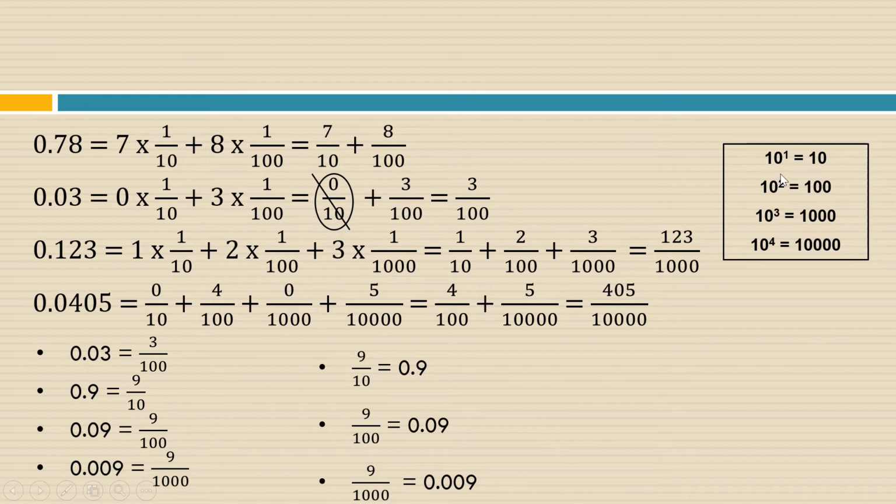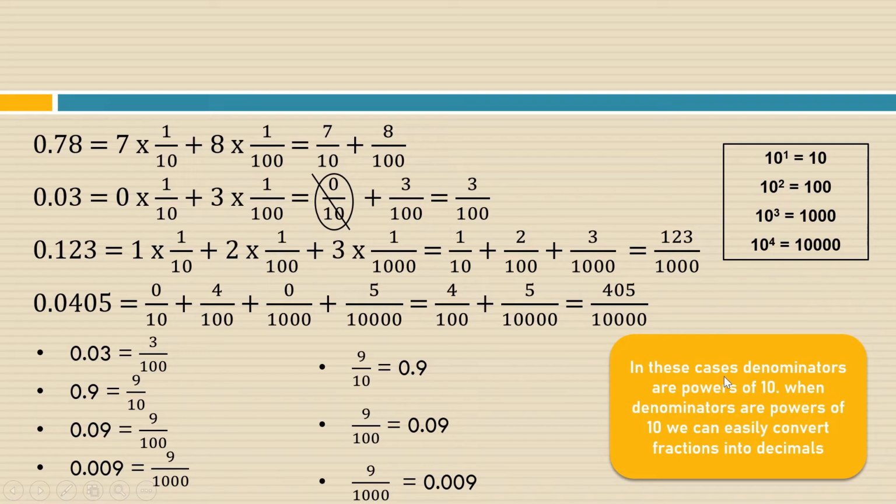Here, 10 raised to 1, powers of ten. 10 raised to 1 equal to 10, 10 raised to 2 equal to 100, 10 raised to 3 equal to 1000, 10 raised to 4 equal to 10,000. In these cases, denominators are powers of 10. When the denominators are powers of 10, we can easily convert the fractions into decimals.